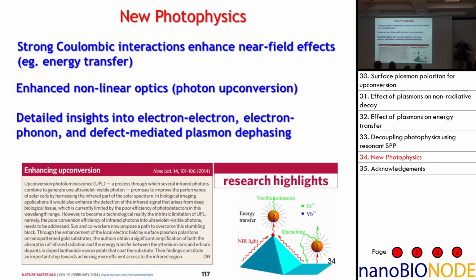So what we really showed was that you can have very strong Coulombic interactions, especially when you are in the strong coupling regime, not very weak coupling where you can get any number that you're looking for. But even in strong coupling, you can get strong Coulombic interactions, which can enhance near field effects. You can have very strongly enhanced nonlinear optics, which could lead to useful applications in solar energy. And tomorrow I'm going to talk about some of the nanoscale diagnostic and therapeutic applications. But what we also provided in this process was very detailed insights into these electron-phonon and defect-mediated plasmon dephasing.